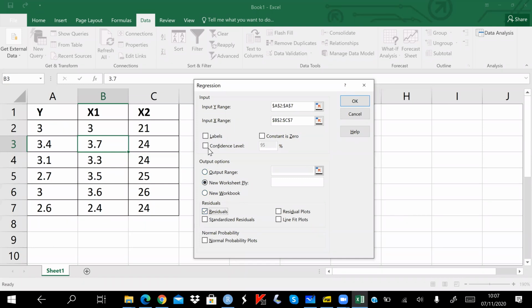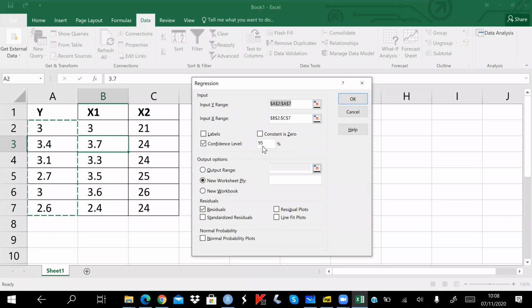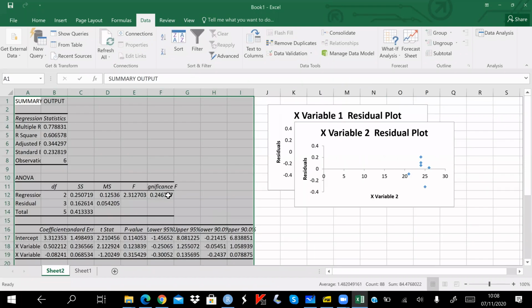You see now I can add the confidence intervals. This is 95% confidence intervals. Maybe I can talk about 90% now. I can change it. You can change the level of confidence. Then you have the residual plots, and that is it. So let's say okay. So the output is here.